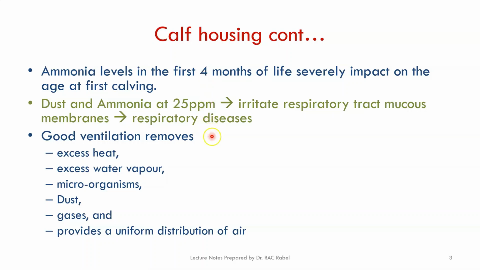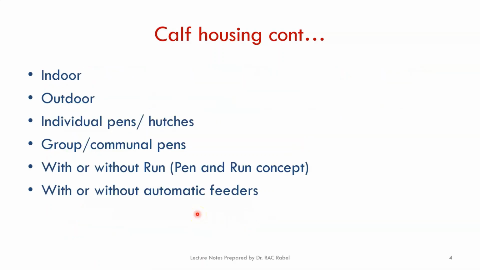What good ventilation does is it removes the excess heat, excess water vapor, microorganisms, dust, gases like ammonia, and it provides a uniform distribution of air. So these are compulsory factors that you need to consider when you're designing a calf barn.